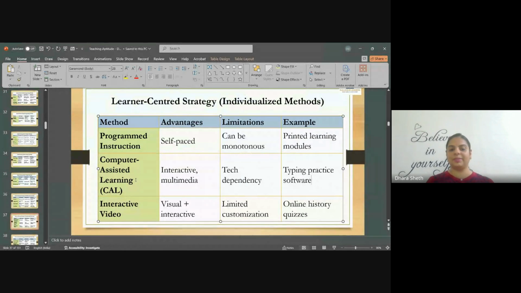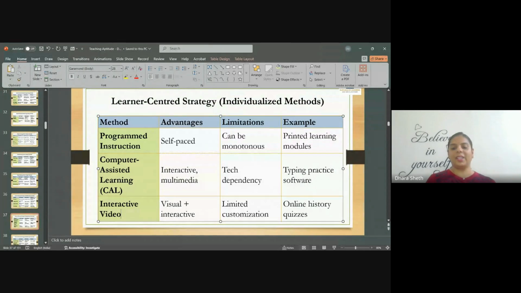Computer assisted learning. Interactive video, visual plus interactive. So this is not an interactive video, okay? It's a recorded video where you have to click on something, choose the option, and the video tells you whether your option is correct or wrong.